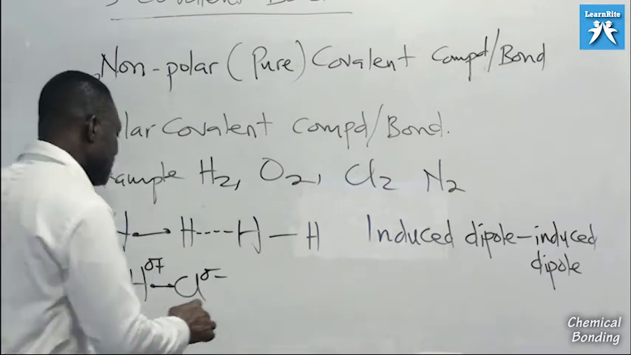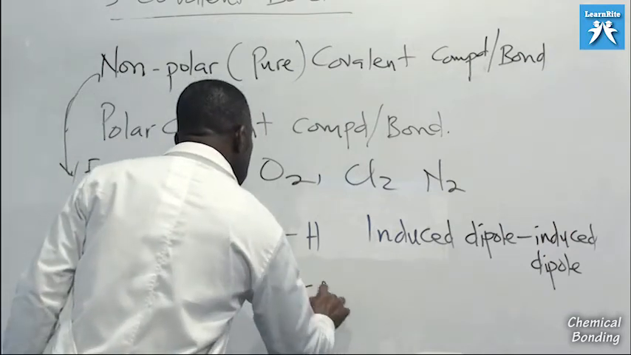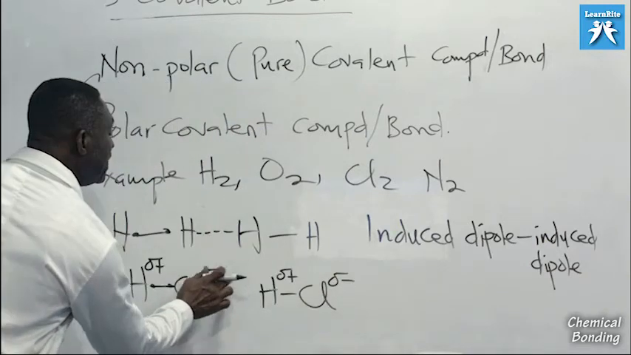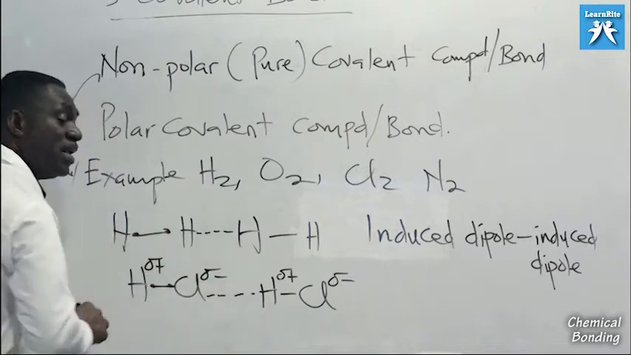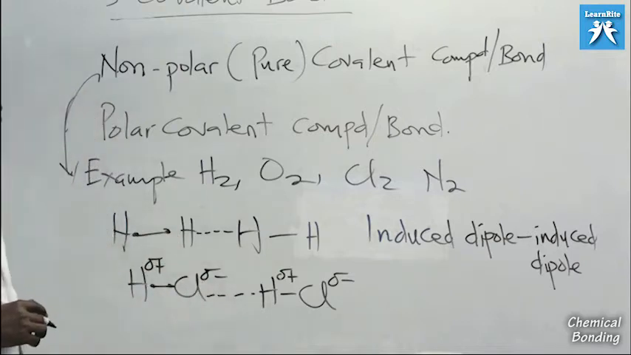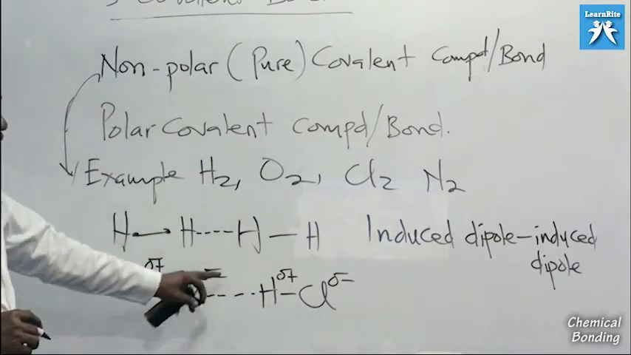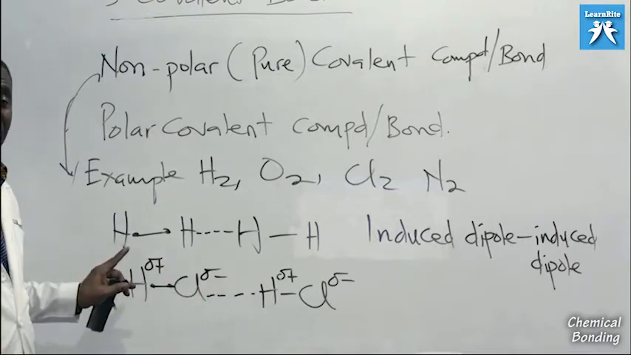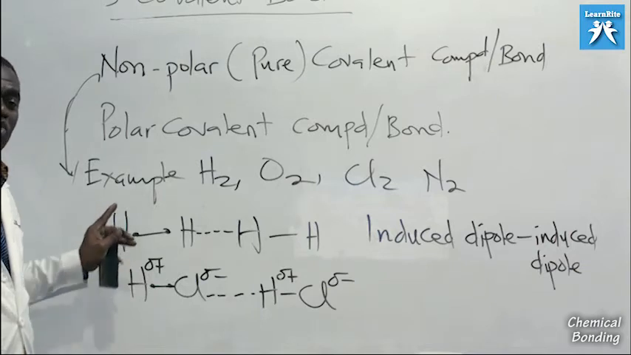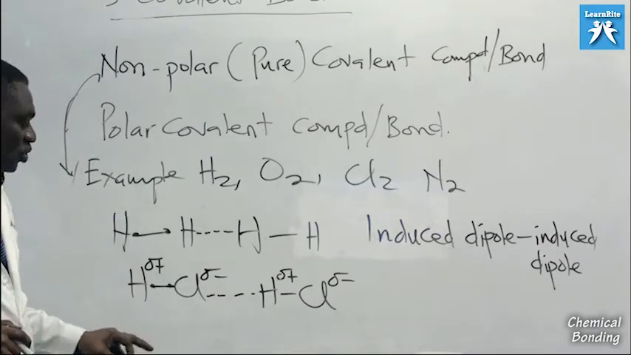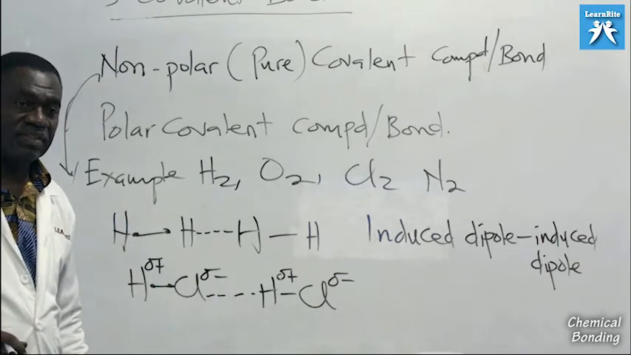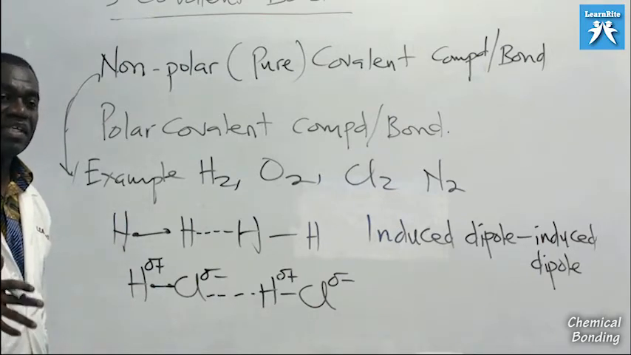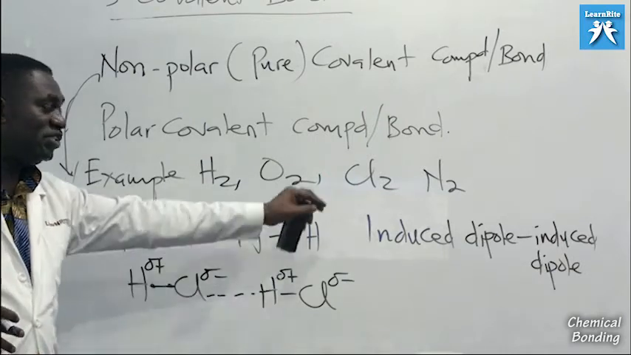When this happens and there's the next molecule close to it, automatically this and this will attract each other by electrostatic force of attraction. And that electrostatic force of attraction is again called a dipole. It's already polar, so there is no inducement. So this is called dipole-dipole interaction, also explained by Van der Waals. So Van der Waals forces have two types: dipole-dipole interaction as well as induced dipole interaction.